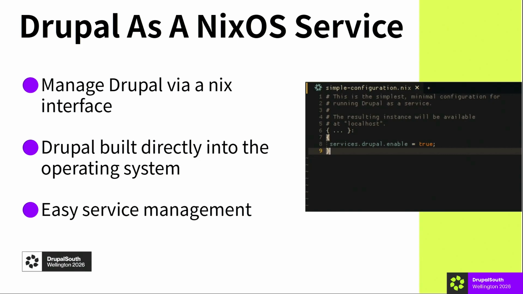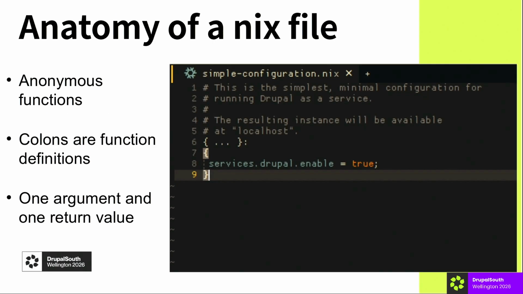And taking a bit of a closer look at this one file, this is a Nix file in the Nix programming language, and it contains a Nix function. All functions in Nix are anonymous, and they are signified by that colon right there. And they accept a single input on the left-hand side, and they return a single output on the right-hand side. This function accepts a data type called a set or an attribute set, and it returns one as well. And inside, you can actually see I'm saying, turn Drupal on.